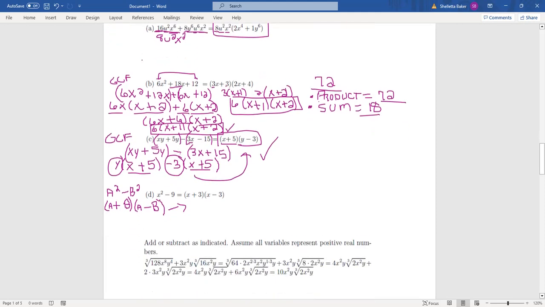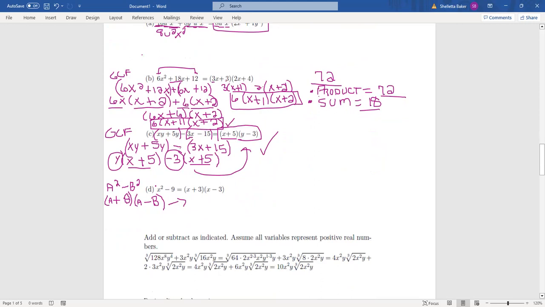For the next problem, we have a difference of perfect squares, x squared minus 9. What are we squaring in order to get x squared? It's x. So our a term is equal to x. Our b term, we're asking ourselves, what are we squaring in order to get 9? And that's going to be 3. So everywhere we see a, we're going to substitute x. Everywhere we see b, we're going to substitute 3. So we factor it using the a plus b and a minus b method. So we have x plus 3, x minus 3 as our solution.